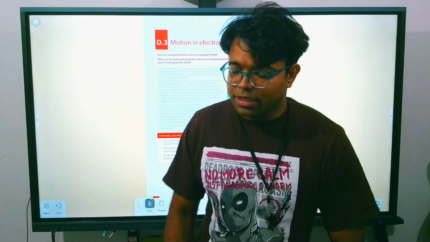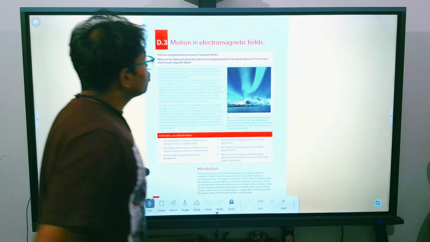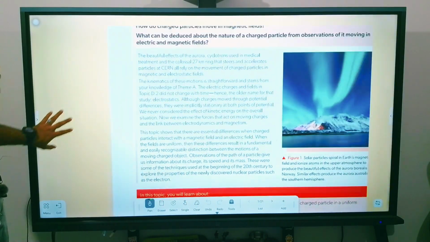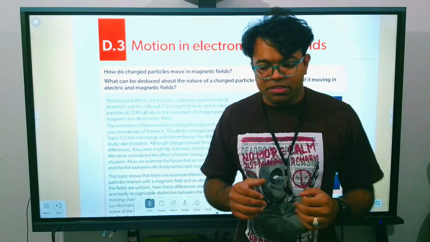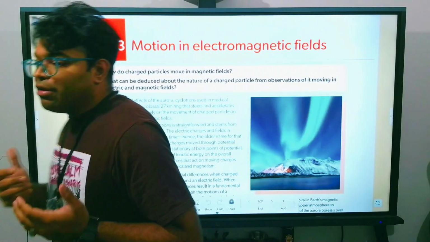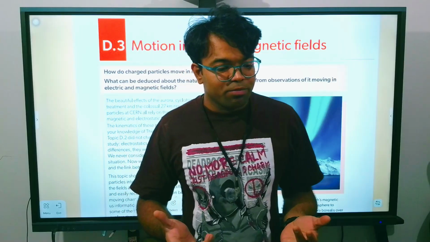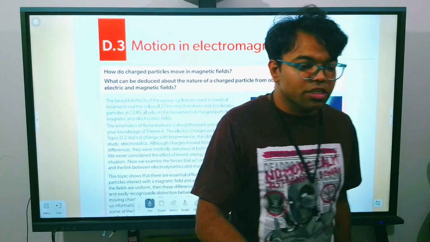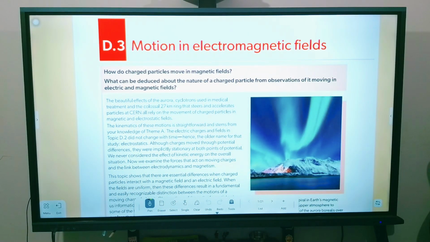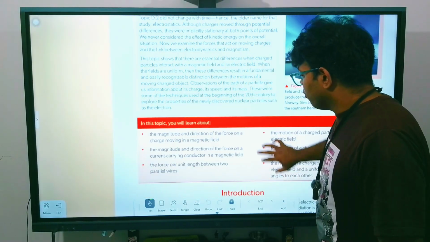Today we are going to do a new chapter on the D section, D3, motion in magnetic fields. How does a charged particle or a conductor that is carrying a charge experience the force or an effect of that field? How does it move? In which direction will it move? If you have a certain direction of field and a certain direction of movement of charge, then the resultant force will be in which direction? All of these will be answered in this chapter. Okay, let's move on.